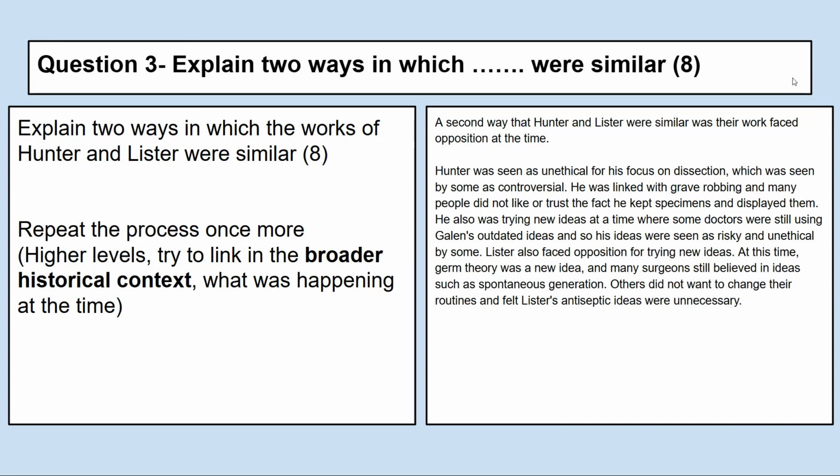And then I'm talking about Lister as well. Lister also faced opposition for trying new ideas. At this time, germ theory was a new idea, and many surgeons still believed in ideas such as spontaneous generation. Others did not want to change their routines, and thought Lister's antiseptic ideas were unnecessary. So again, I've got the historical context there. I know what's going on at the time, that we've got the germ theory emerging, but people are set in their beliefs with things like spontaneous generation still, causing opposition for Lister.